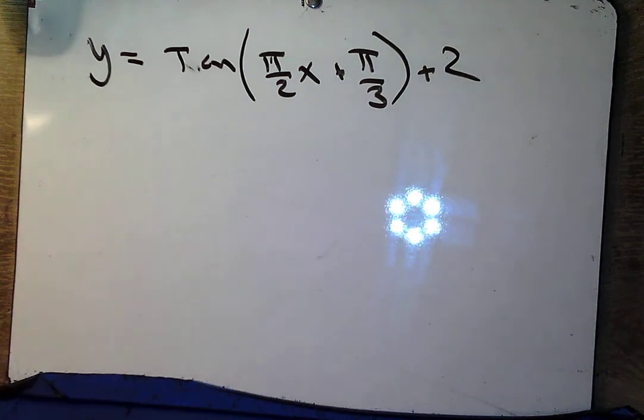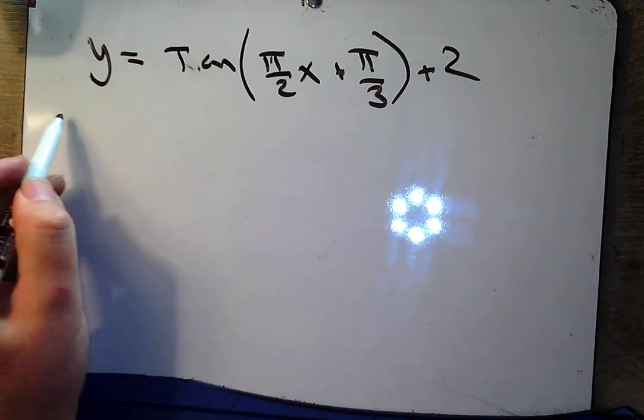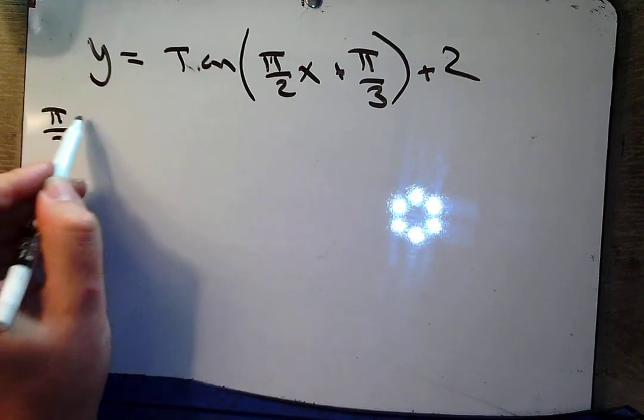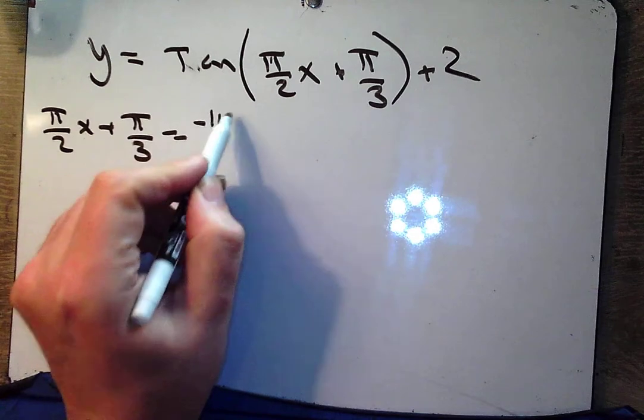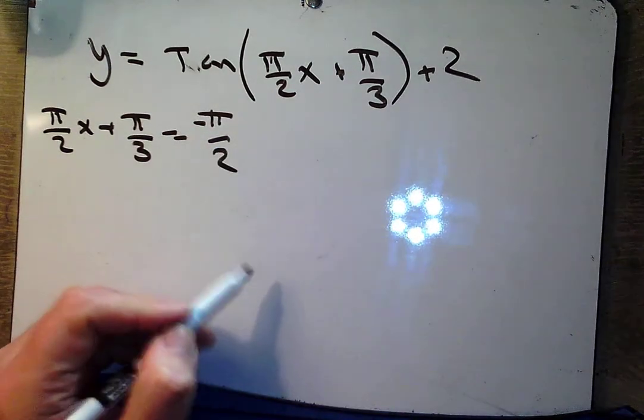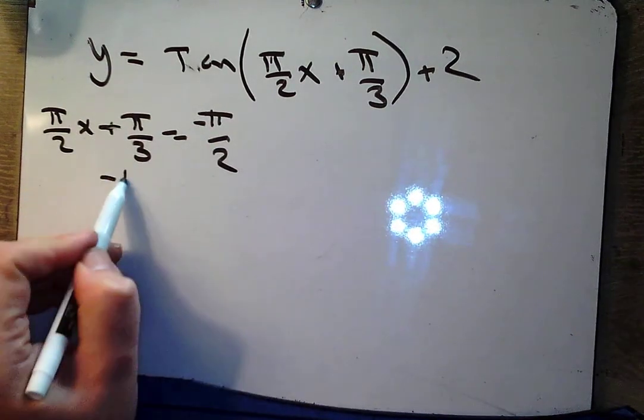Hey, welcome back. So what did you set your argument equal to? Did you set your argument equal to negative pi over 2? Hope so. So I'm subtracting pi over 3.